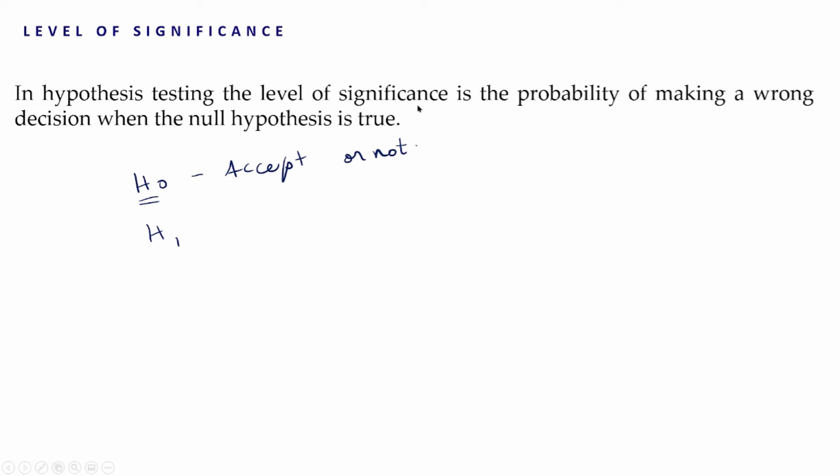So the level of significance is the probability of making a wrong decision when the null hypothesis is true. Or in other words, it is the probability of rejecting H0 when H0 is true. So that is with respect to level of significance.